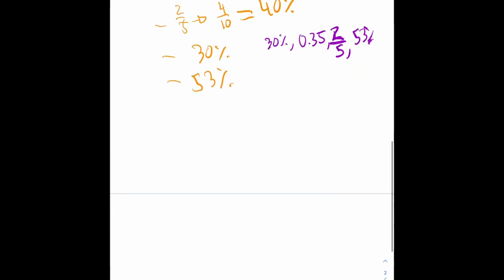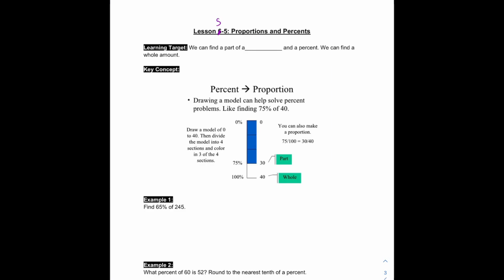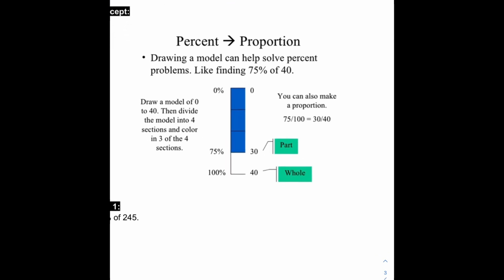Okay, going to move on to the next lesson here. Next lesson is second part, Unit 5, Lesson 5. We can find a part of a proportion and a percent. We can find a whole amount.